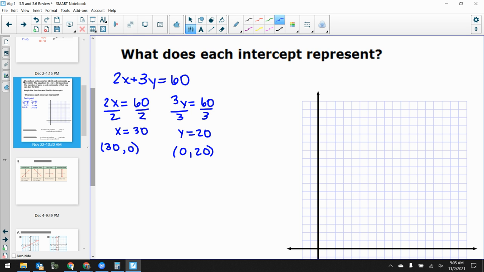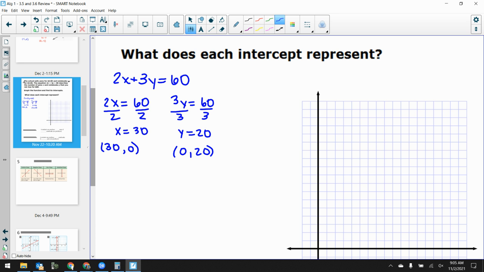For $60. It doesn't say that for $60 on there, but then the other intercept, 0, 20. So that's 20 notebooks, but no pens, for $60. I don't know why you spent $60 on notebooks, but you do you.